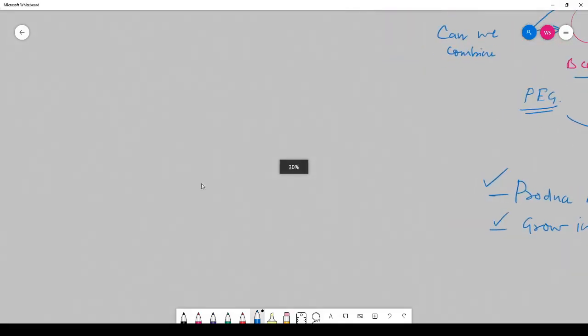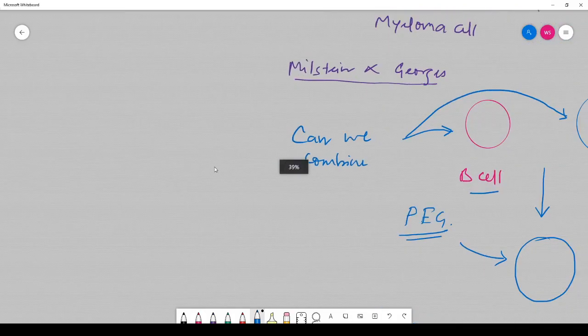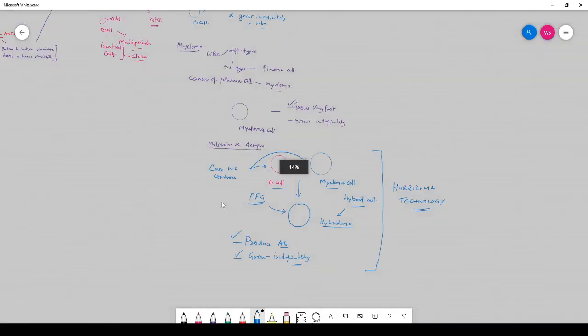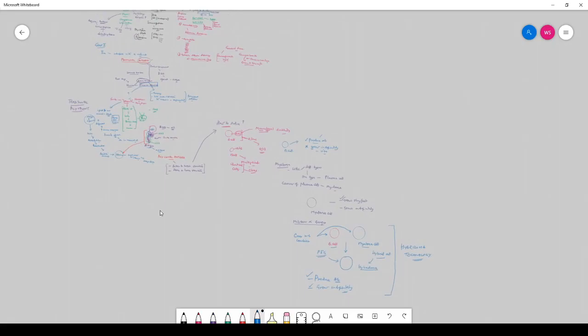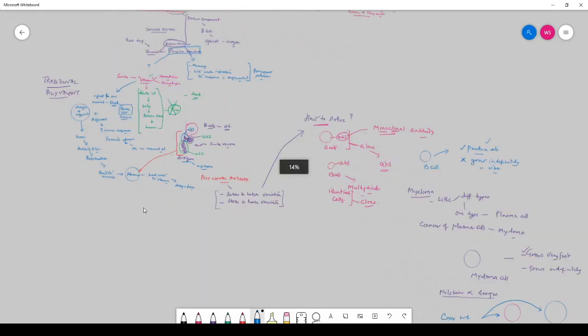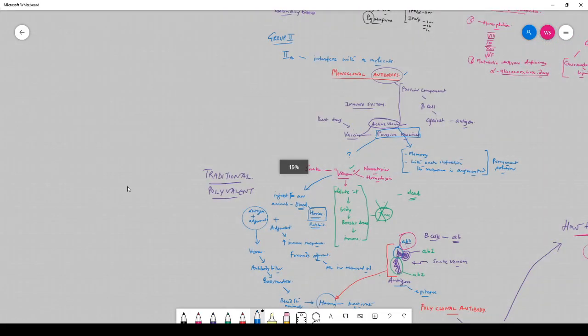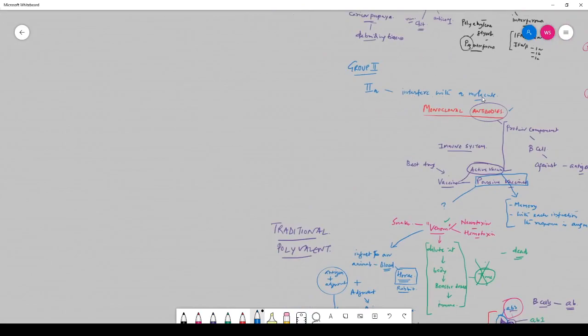Okay. So these are monoclonal antibodies. These are class group 2 drugs which interfere with the molecule. So group 2A drugs which interfere with the molecule, they are monoclonal antibodies. We have studied how a monoclonal antibody is produced, what is the difference between a traditional antibody, why a traditional antibody is called a polyvalent antibody, and what is the advantage of a monoclonal antibody. A monoclonal antibody won't have batch to batch variation, and we can control the type of antibody.